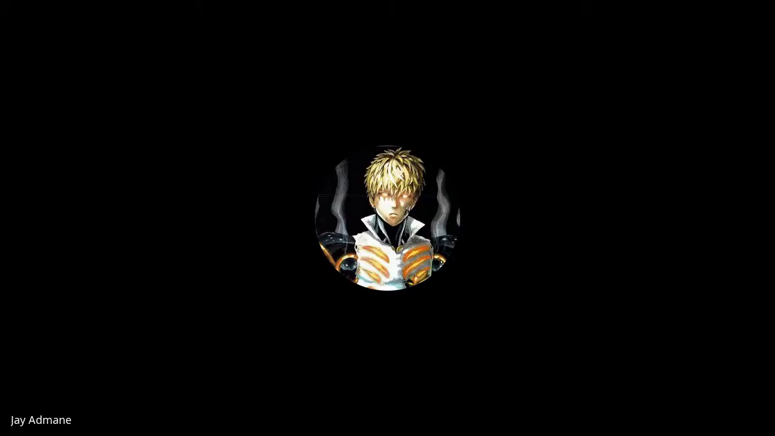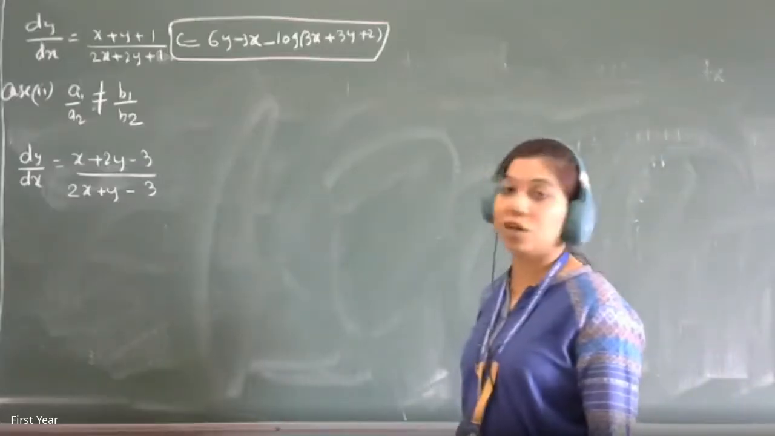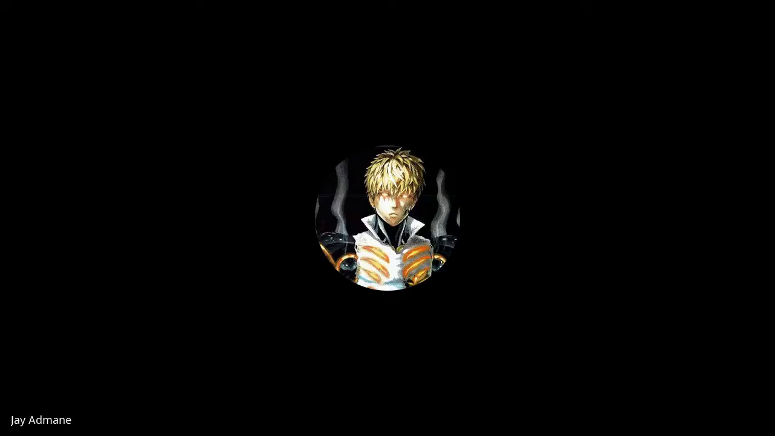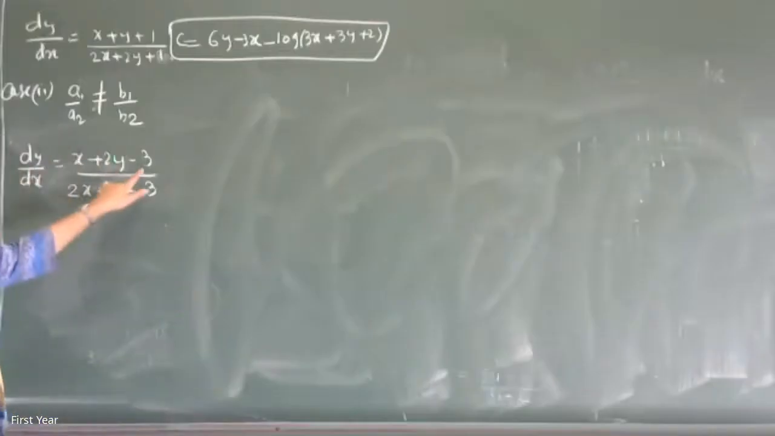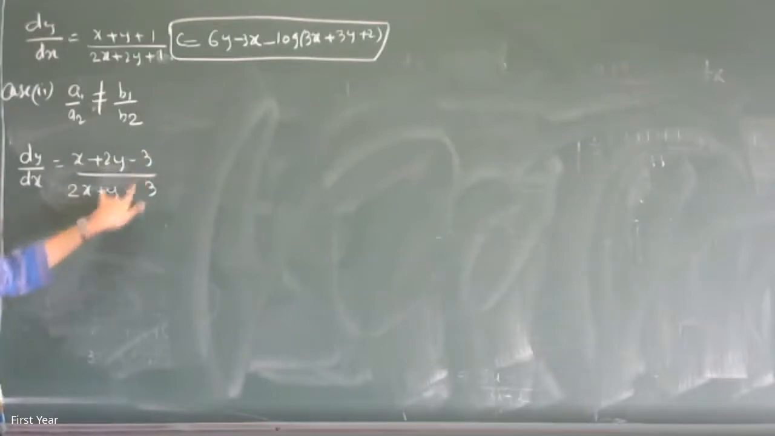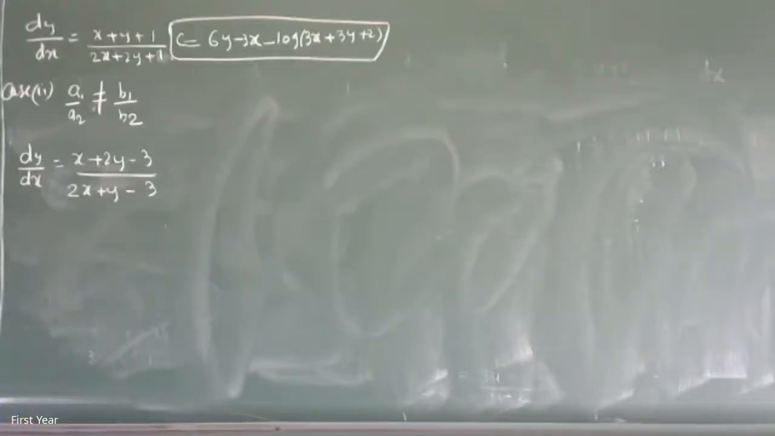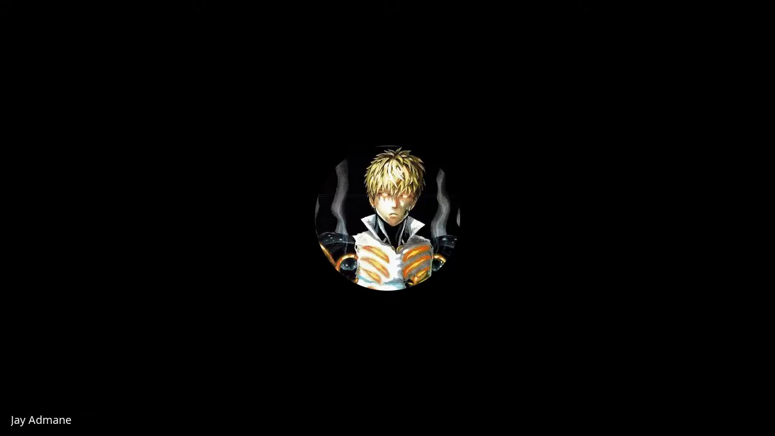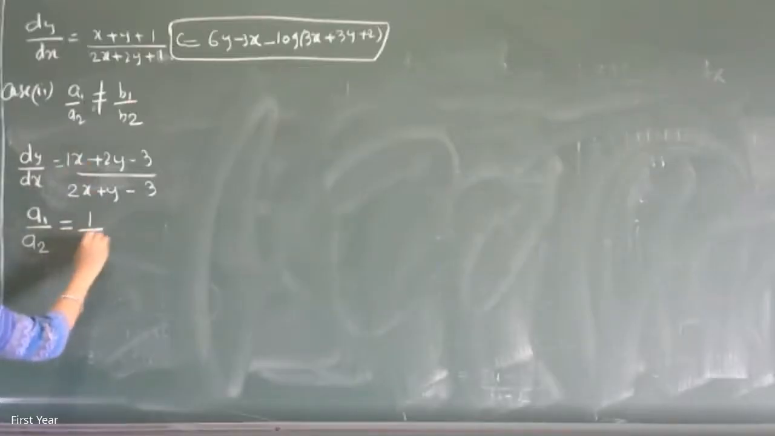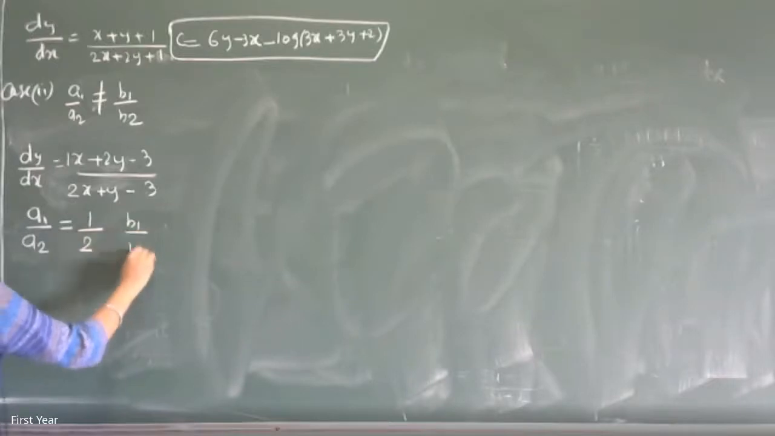Yes, ma'am. Is this a homogeneous differential equation? No, because the degrees are not the same. What is the other reason? There is a constant, x to the power 0. Yes, there is a constant. So this is not homogeneous. Then, is A1 by A2 equal to B1 by B2? No, ma'am. Prashant, can you answer? A1 is 1 and A2 is 2. And what is B1 by B2? 2 by 1.